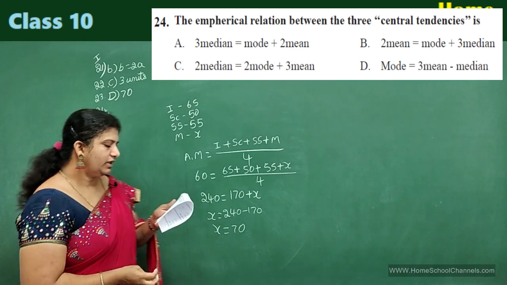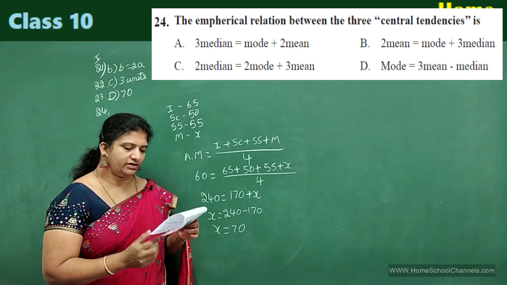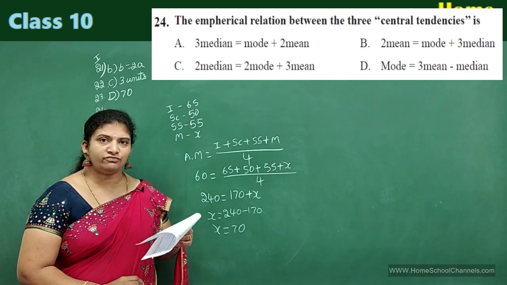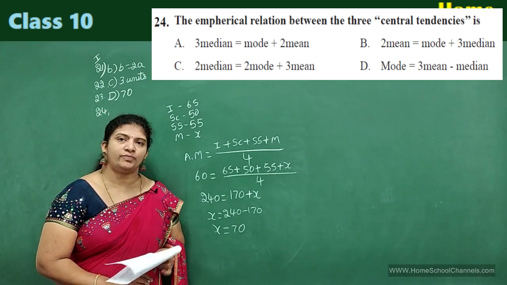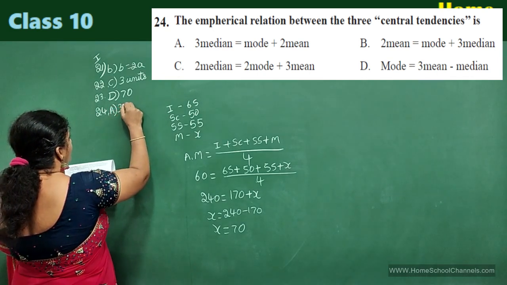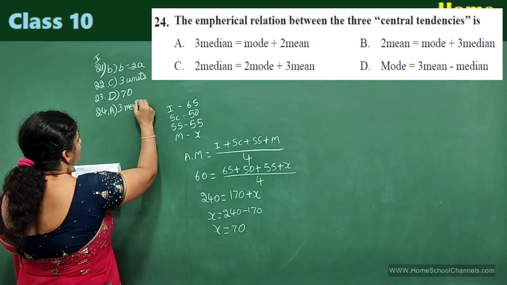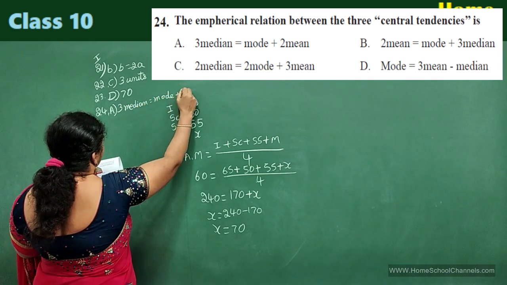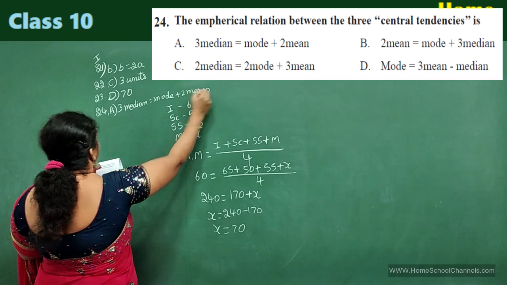24th. The empirical relation between the three central tendencies is, empirical relation formula, 3 median is equal to mode plus 2 mean. See the option? Option A, 3 median is equal to mode plus 2 mean.